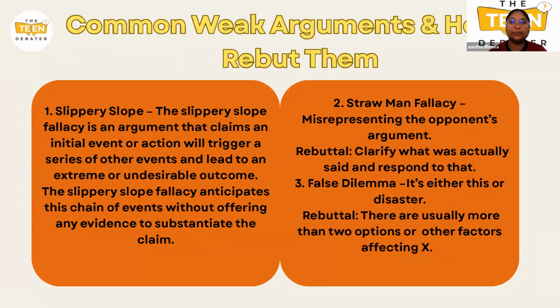So the first one is slippery slope. A slippery slope fallacy is an argument that claims an initial event or action will trigger a series of other events and lead to an extreme or undesirable outcome. For example, this is very lame, but if I present a key point of if we eat fast food, soon we will be in hospital. The initial event, fast food, according to me, will trigger an extreme outcome.